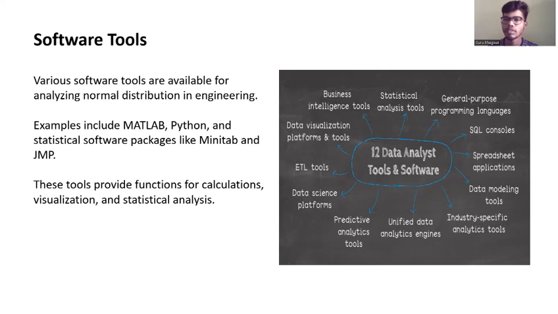And 12 data analysis tools and software used for normal distributions are: first, statistical analysis tools. The next one is general purpose programming languages. The third one is SQL consoles. The fourth one is spreadsheet applications. Then the fifth one is data modeling tools. Data modeling tools are very important in a normal distribution. Next one is industry specific analytic tools. Next, unified data analytic engines. Next, predictive analytic tools. Next one is data science platforms. Next, ETL tools, data visualization platforms, and business intelligence tools.